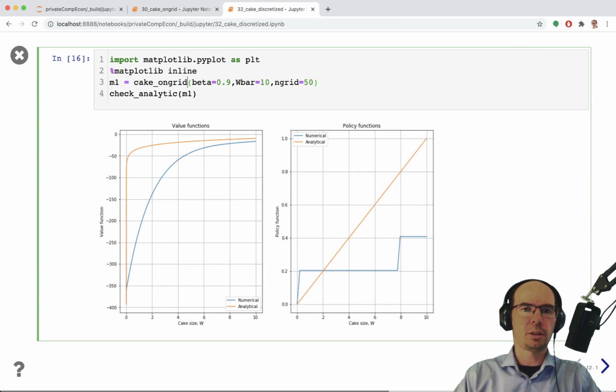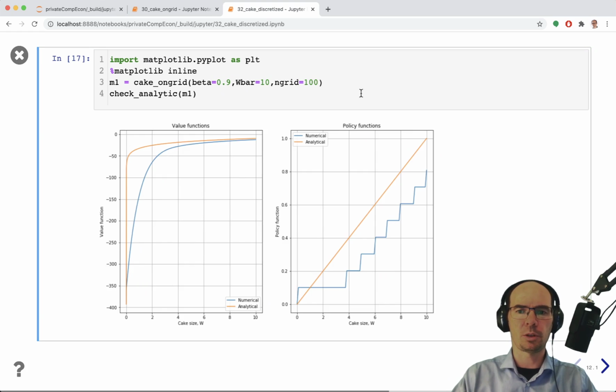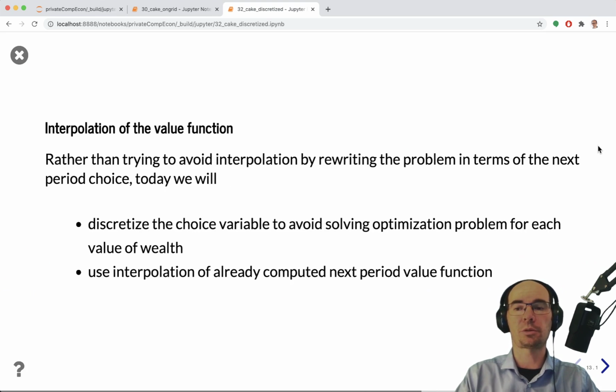function with the cake on-grid model, which is M1. And these are the pictures that we saw before. Very inaccurate, right? The optimal policy function has to be a linear function of the cake size, but instead we have these two giant steps. And as we saw before, adding points on the grid where we solve it helps a little bit, but not too much. The optimal policy is really ragged, and the value function also deviates from the analytical value function quite a lot.